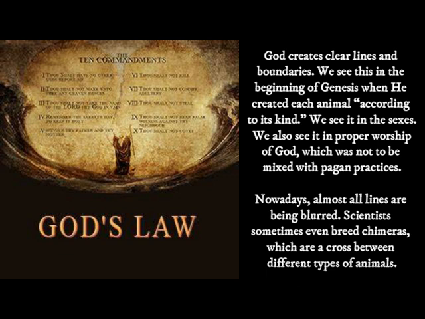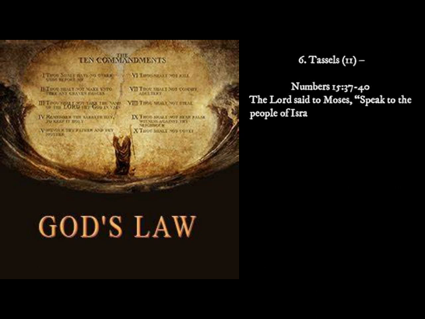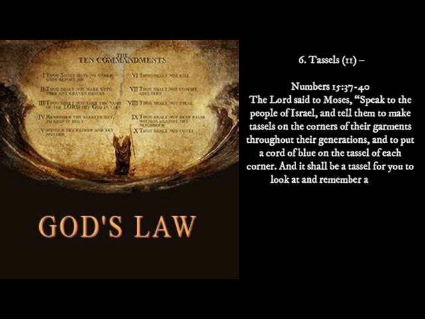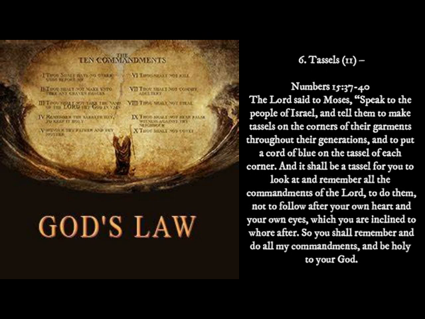Nowadays, almost all lines are being blurred. Scientists sometimes even breed chimeras, which are a cross between different types of animals. 6. Tassels. Numbers 15:37-40.